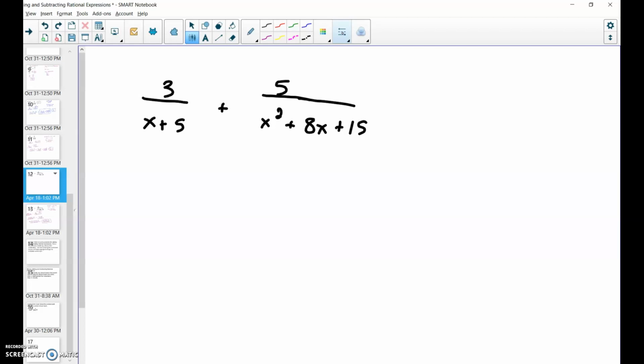My second one I do need to factor. I'm just going to write the factors, so we're seeing what numbers here multiply to 15 and add up to 8. Going to be 3 and 5. Okay, we'll add up to 8. So you have an x plus 3 and an x plus 5. All right, so now we're going to list our denominators over to the side.